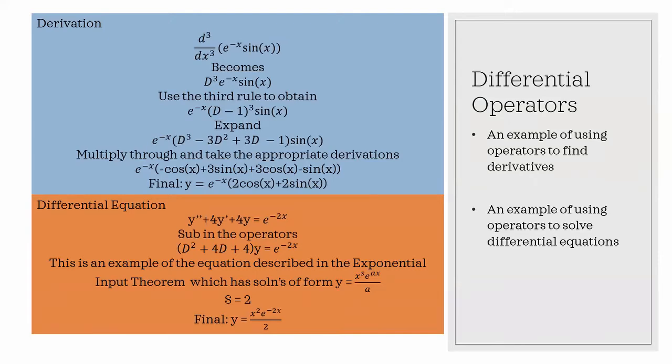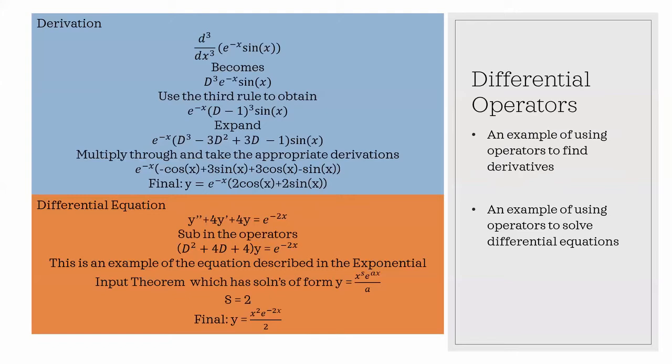So we're going to use our third rule to obtain e to the minus x times (D minus 1) to the third times sine of x. And then we can expand this, because we have (D minus 1) to the third, we can expand this to a polynomial of degree 3 times the sine of x.